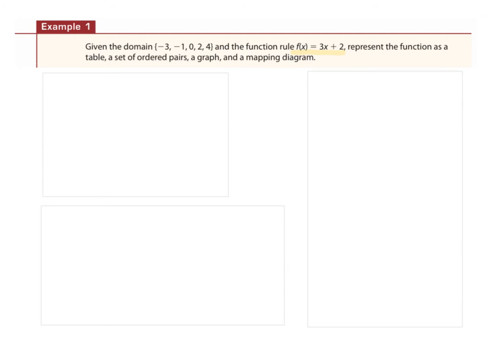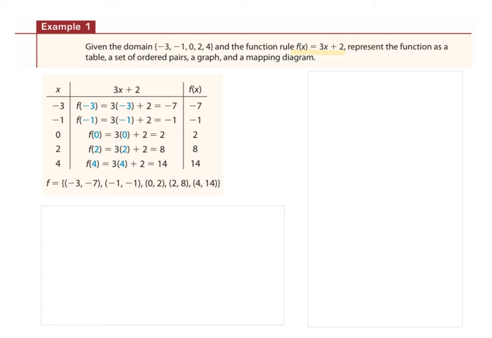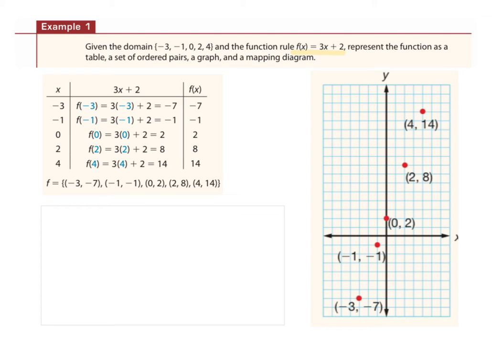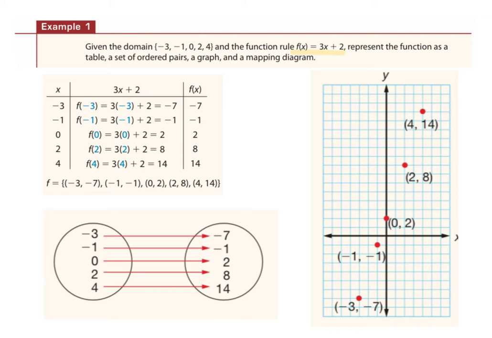We have done this. We did this on our last quiz. I take my input. They gave me -3, -1, 0, 2, and 4. I put it into my rule. 3 times -3 plus 2. 3 times -1 plus 2. I get a list of output. One of the ways I can list an output is this x, y, right? Those are my coordinates. Another way that I can show an output is a graph, right? Another way that I can show an output is a mapping diagram. These are all just showing my input and my output based on my function rule, okay?